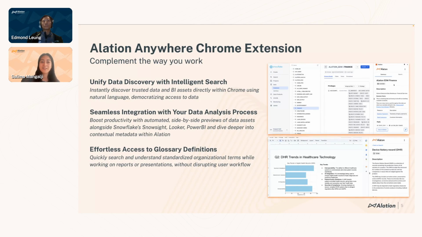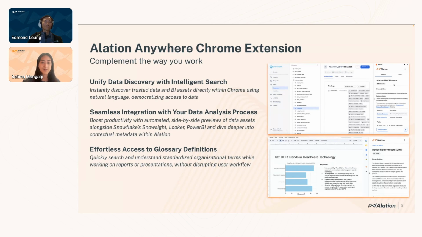So today, we launched our Alation Anywhere Chrome extension, as mentioned previously, and I am looking to dive a little bit deeper into this. Alation Anywhere's Chrome extension unifies data discovery with our intelligent search. Our intelligent search is part of our Ali AI feature suite and allows users to find the specific data they're looking for without using technical terminology. So users can instantly discover trusted data and BI assets directly within Chrome using natural language. As well, we have seamless integrations to teams' data analysis processes. Users can boost productivity with automated side-by-side previews to data assets through Snowflake Snowsight, Looker, and Power BI, allowing them to dive deeper with contextual metadata within Alation.